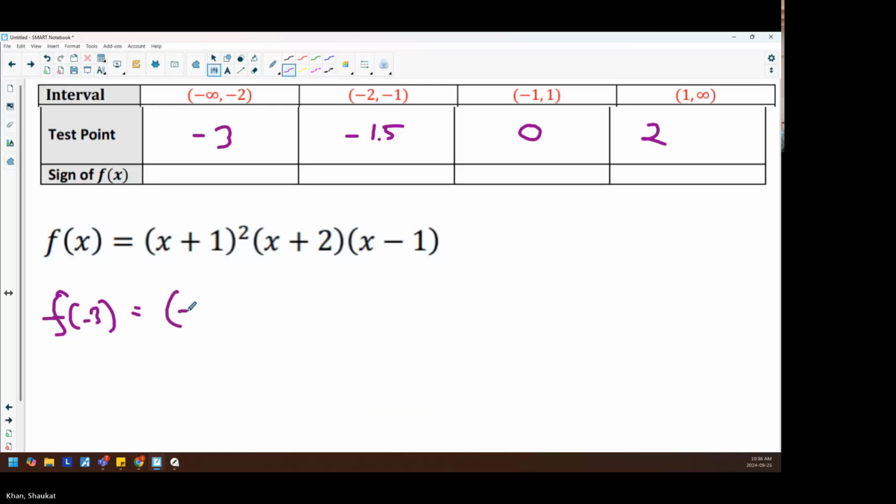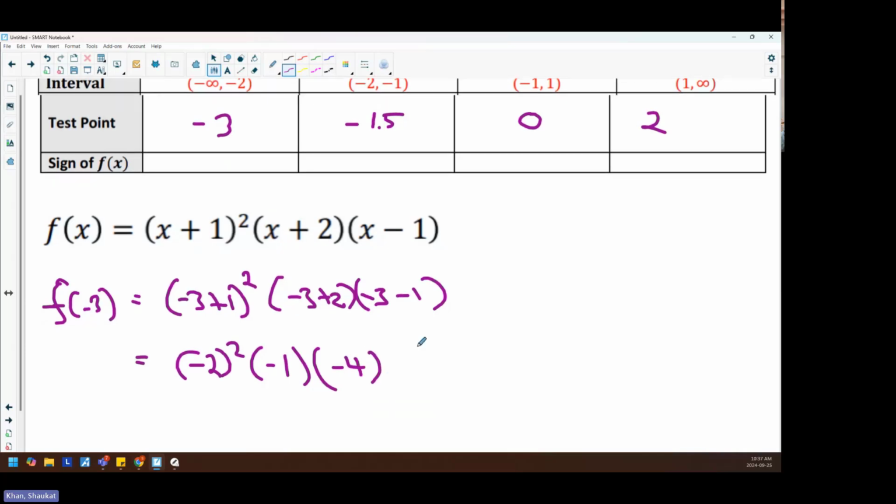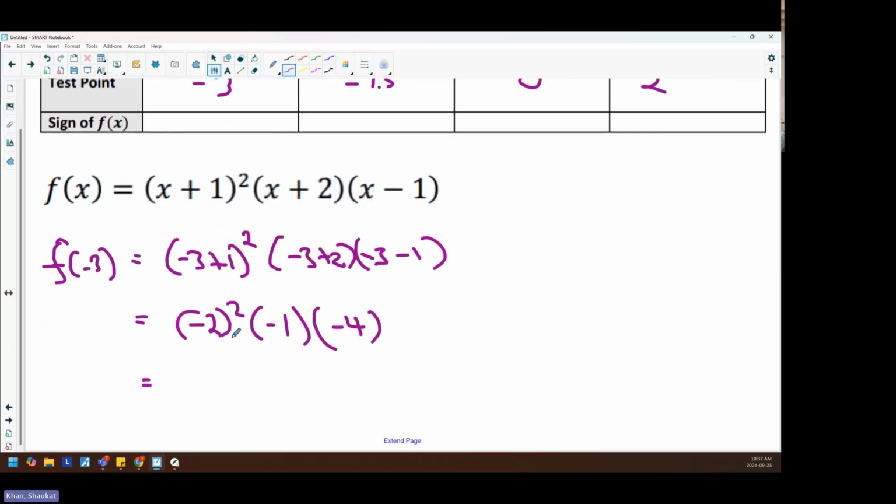is equal to (-3 plus 1) squared, bracket -3 plus 2, bracket -3 minus 1. Then we simplify. So -3 plus 1 is -2 squared. -3 plus 2 is -1. And -3 minus 1 is -4. And now we multiply. The -2 squared is just -2 times -2, positive 4. And the -1 times -4 is just positive 4 as well. And we have an answer of 16.